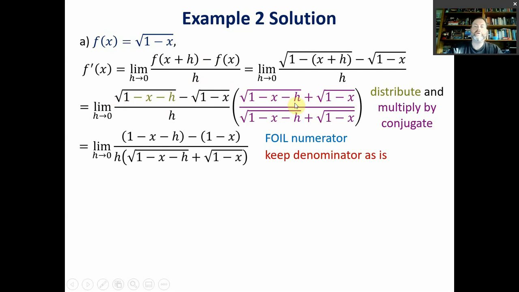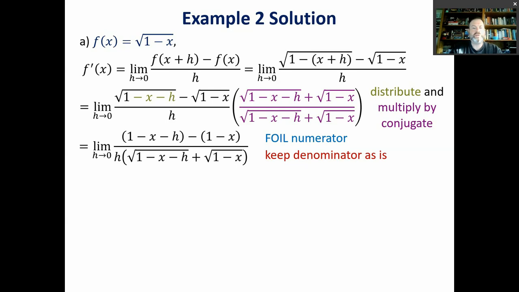So because we're multiplying by the conjugate, we're going to FOIL this numerator, right? This is a difference of squares. So it's that times that is that. That times that is that. And the two middle terms cancel out. The denominator we don't mess with. So don't distribute this h in the denominator because we're trying to get the h to cancel. So leave the h alone. You never have to distribute denominators early on in the class when we're working on this stuff.